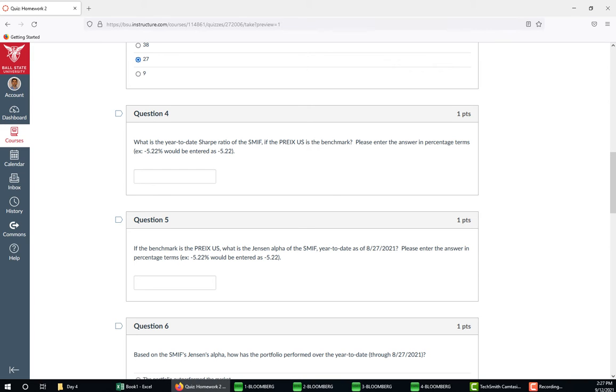Okay, next. What is the year-to-date Sharpe ratio of our student-managed investment fund if the PRX US is the benchmark? Remember, the PRX US, that's our T. Rowe Price S&P 500 fund, so it essentially tracks the S&P 500 index.